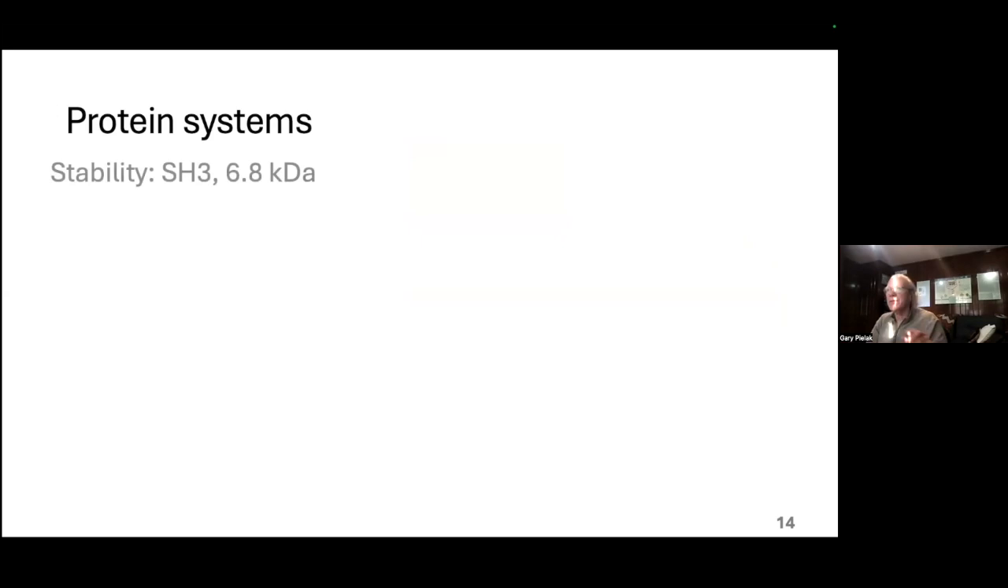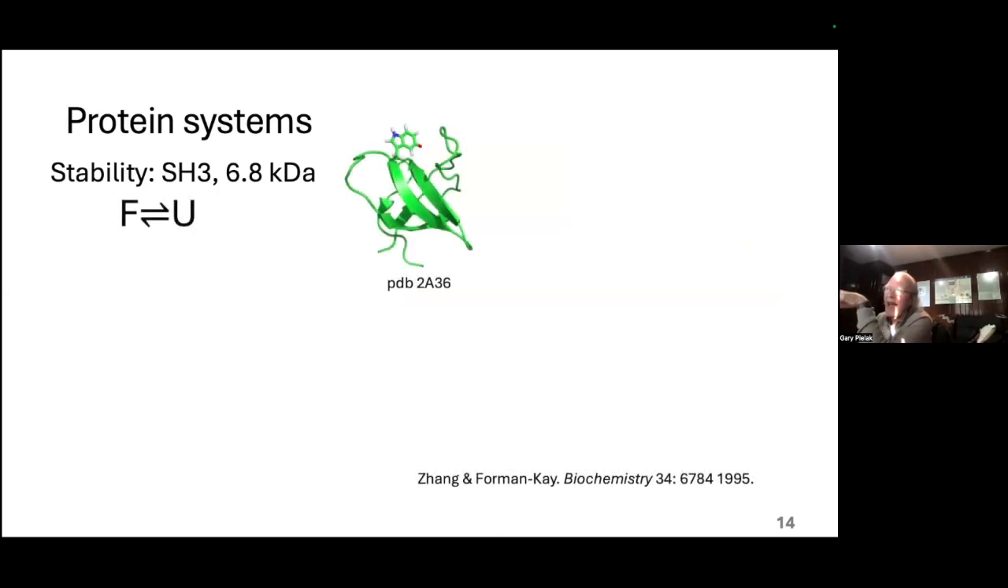Protein systems. For stability, we chose this little protein domain called SH3. It's a rather small folded protein, and it has a beautiful equilibrium. Two states, folded and unfolded. Here we have a picture of the folded state. For the complex stability, we wanted to look at some variants of GB1.